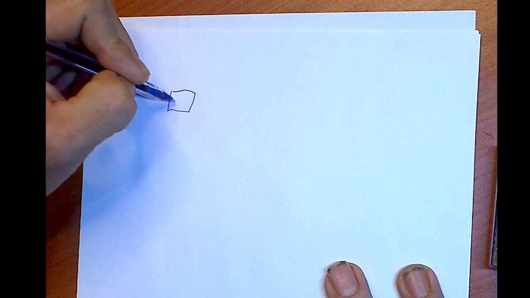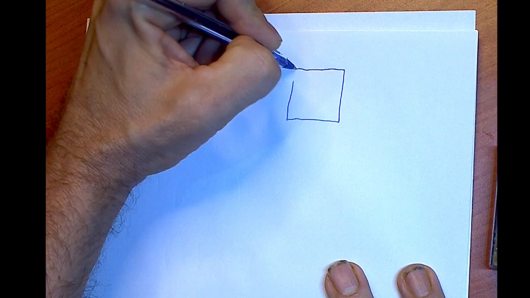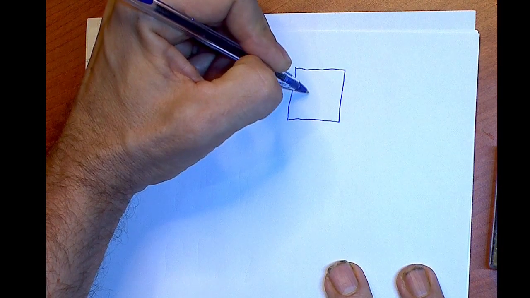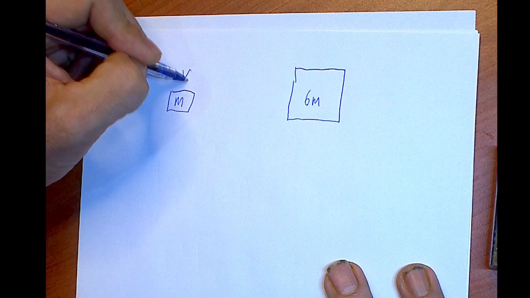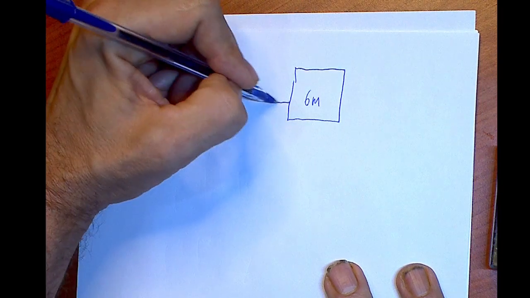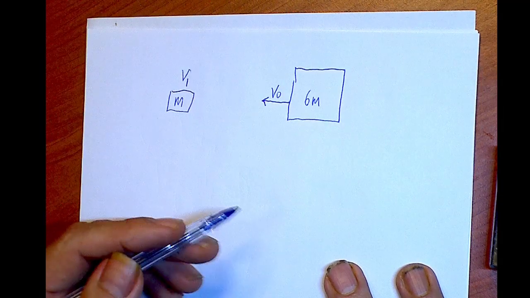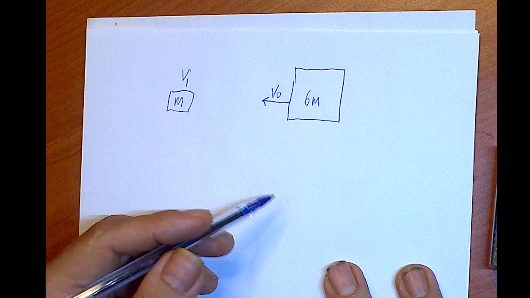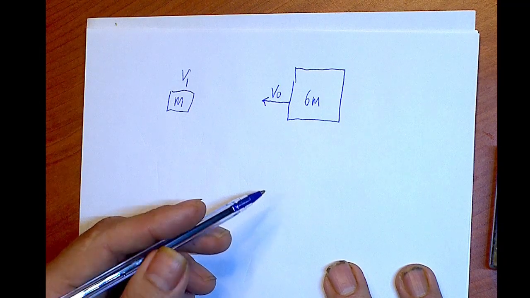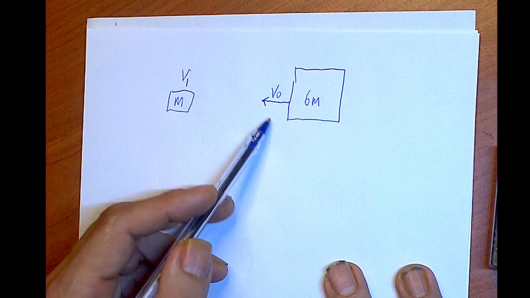So what we have again is this 2-block system, and it's saying block 1 of mass m, block 2 of mass 6m, and it's saying that this has some velocity v1, where this starts with an initial velocity of v0. And then it's saying after the collision, block 2 also has a velocity of v0. So the momentum of block 2 did not change.